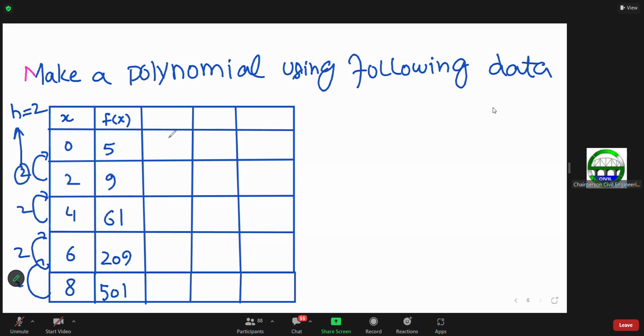Again, it's the same thing we will do. Del f of x. What is del f of x? Can anyone tell me del f of x1, this one? What will be the value? Anyone can tell me?